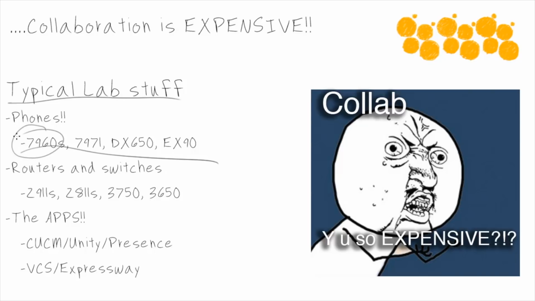Those are really cheap, really easy to get. You get your video phones, your 7971, your DX650, your EX90. These will be more for your VCS. They're pretty expensive, a couple hundred dollars a piece. Actually, this guy might end up being more. So that's expensive. Well, then you need your routers and switches.